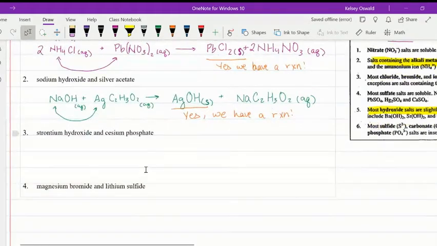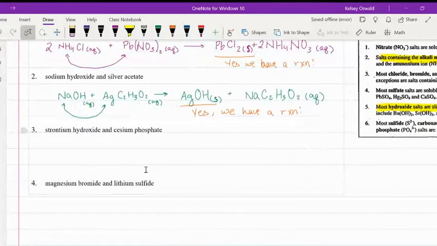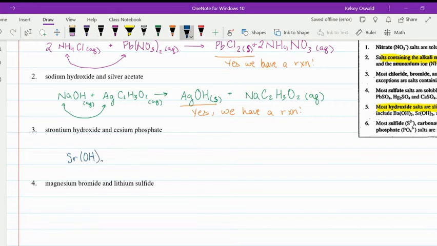And that one is already balanced, so that's always nice and easy. All right, so then let's go ahead and look at our next one. Here we have strontium hydroxide. So strontium, that's going to be Sr with a +2 charge, so we're going to need 2 of those -1 hydroxides, plus cesium phosphate. Cesium's +1, phosphate is -3, so we're going to have Cs3PO4.